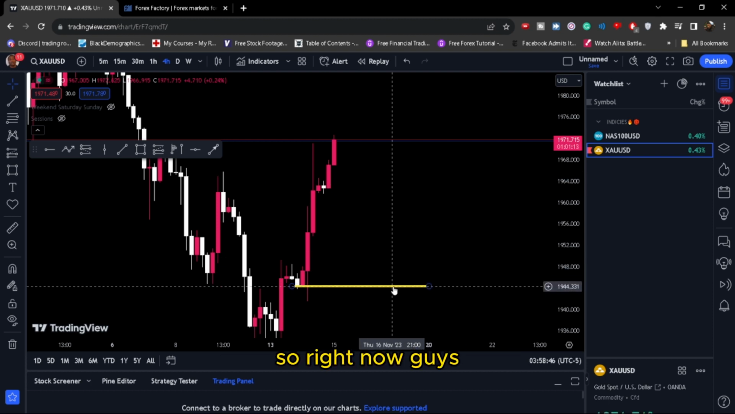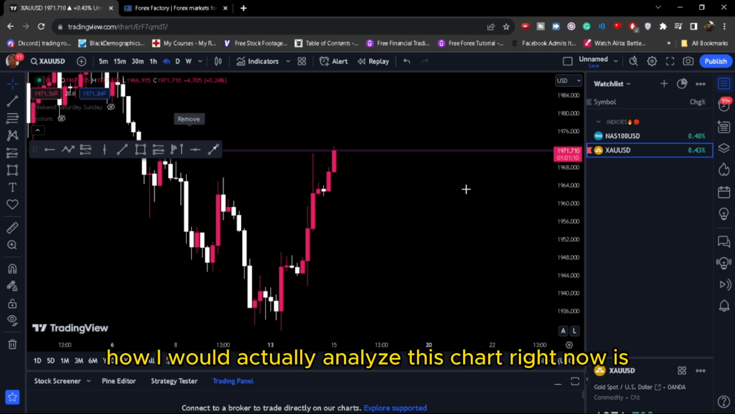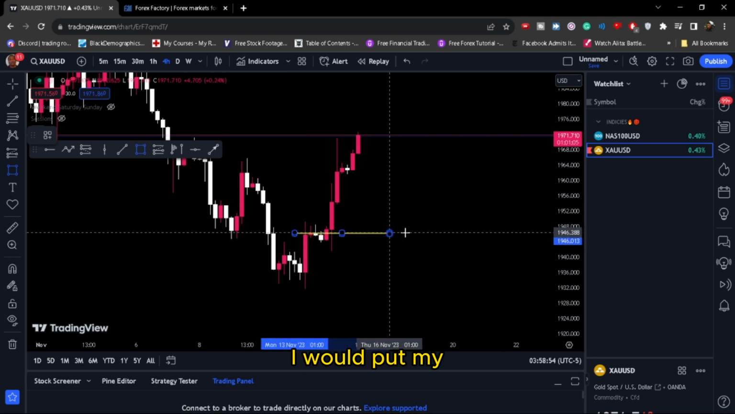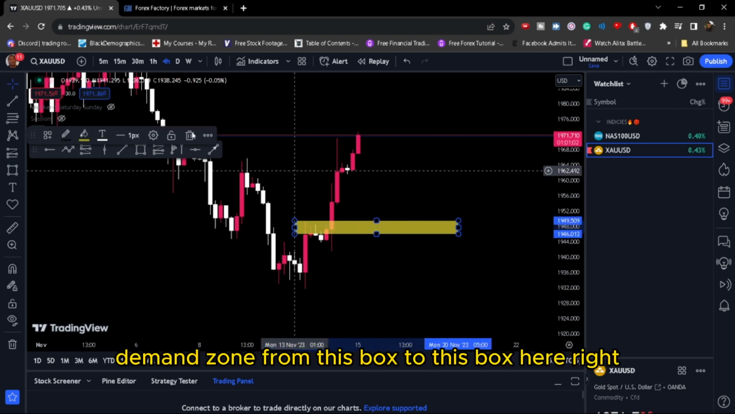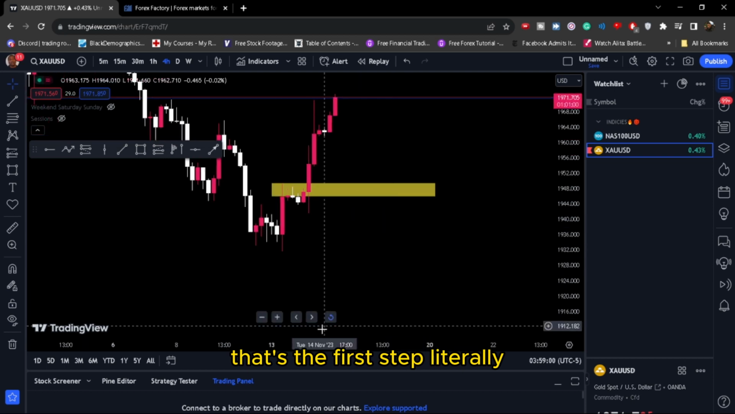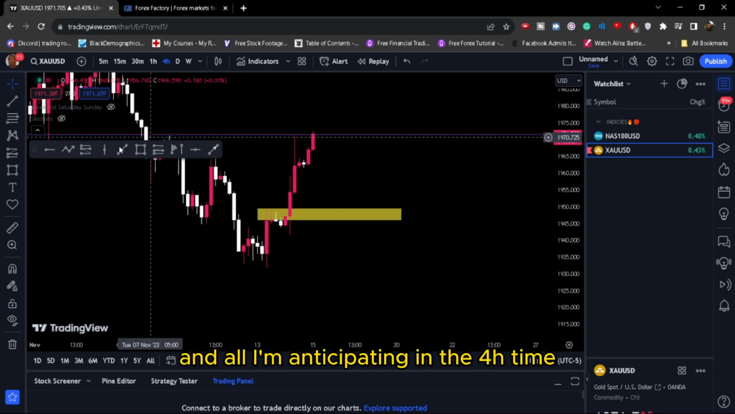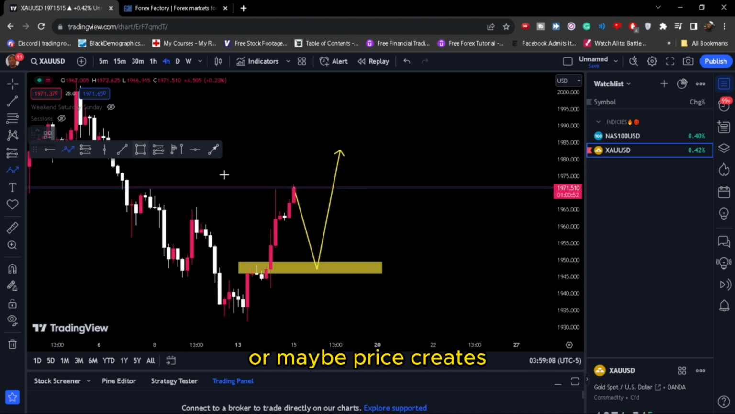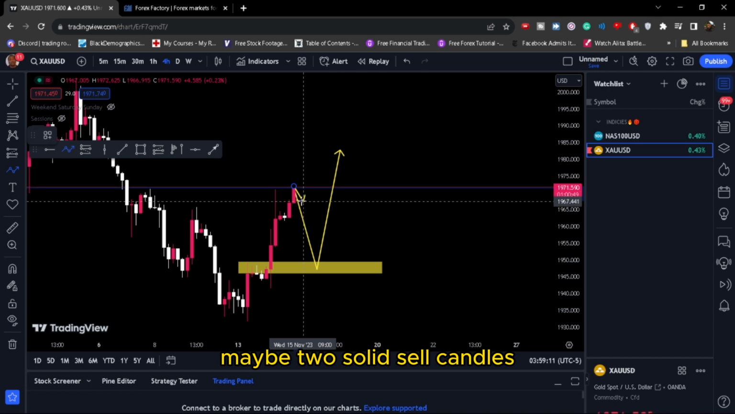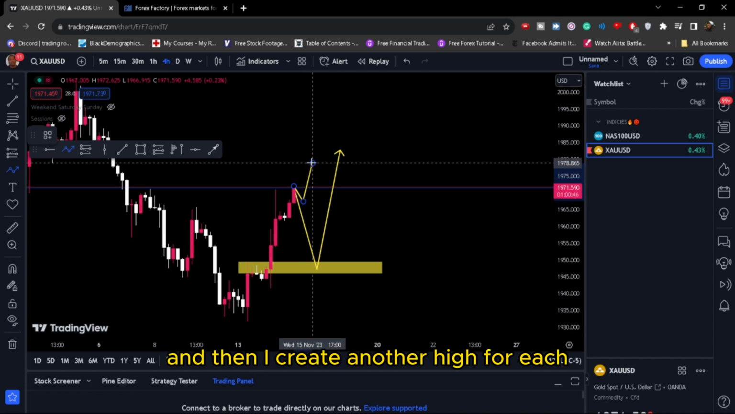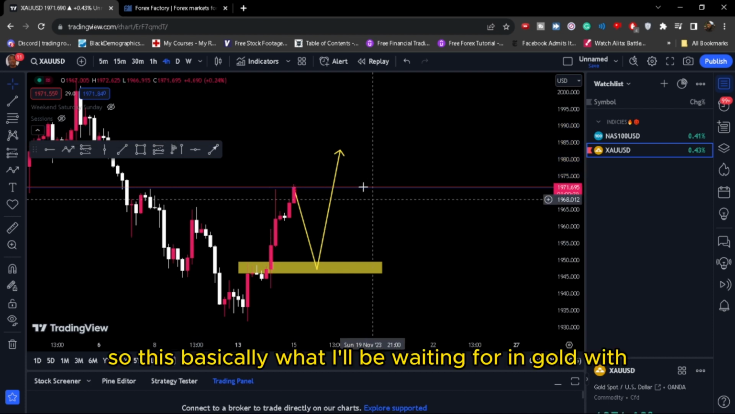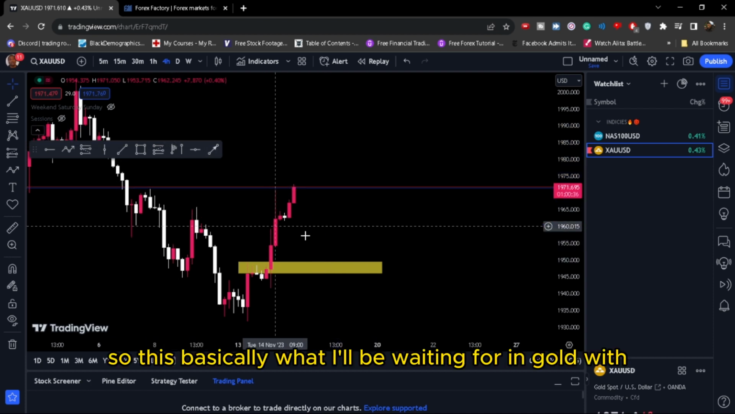So right now, guys, with that being said, how I would actually analyze this chart right now is in the 4-hour time frame, I would put my demand zone from this box to this box here, right? That's the first step, literally. And all I'm anticipating in the 4-hour time frame at least is for price to come back down here to then now sell, or maybe price creates maybe two solid sell candles and then now creates another high for it to then now retrace again, instead of coming back down all the way here, but it just retraces back here and then now buys back up. Right, so this is basically what I'll be waiting for in gold with the 4-hour time frame.